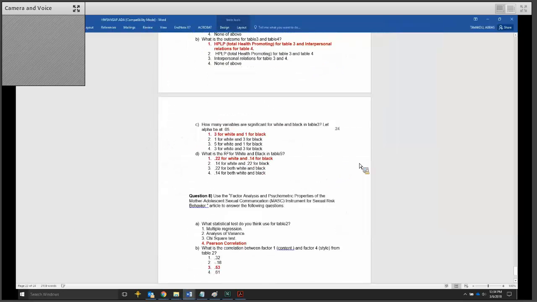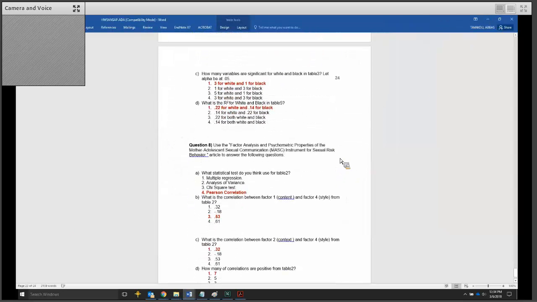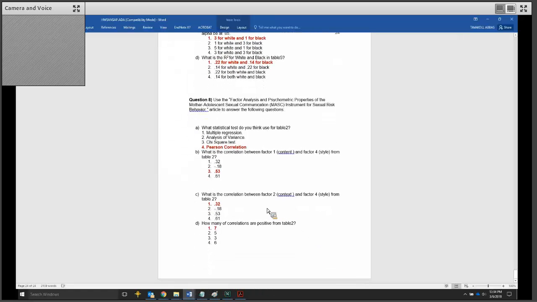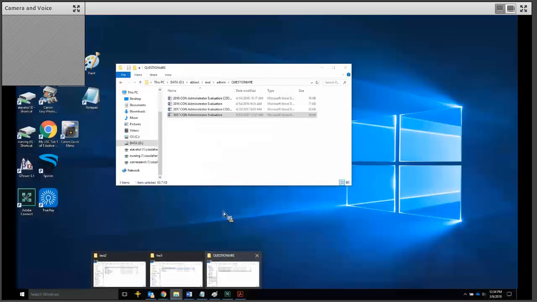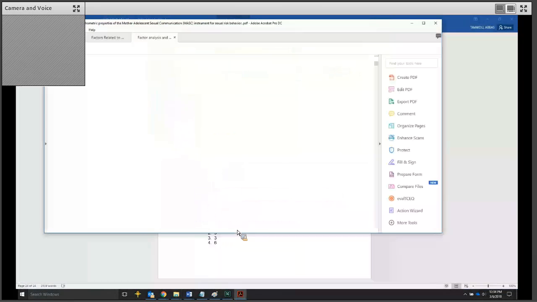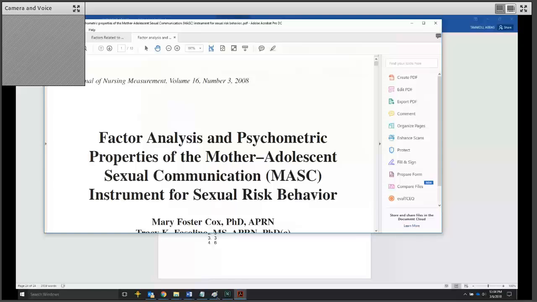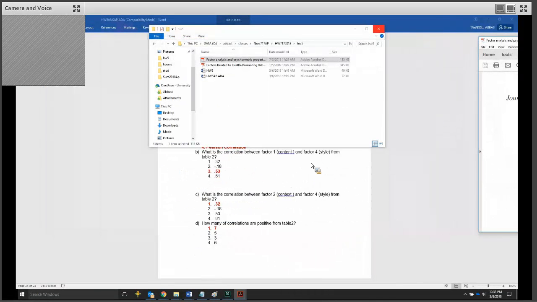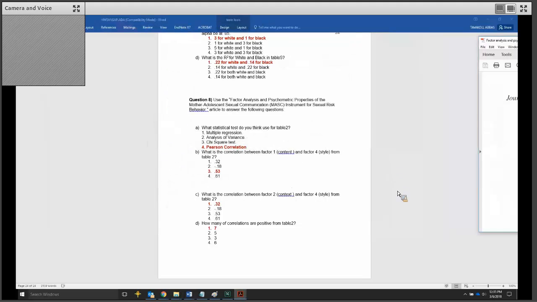And I asked what is R squared for white and black in table 5. So again, if you notice, the R squared is reported in the table note. I just want to make sure you'll be able to read the table in the manuscript.